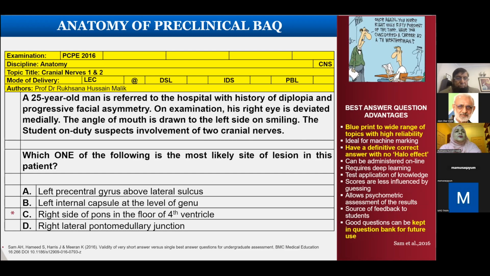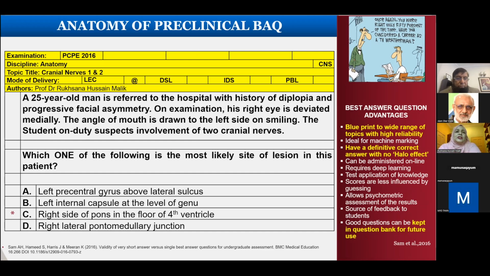For example, this is one examination. This is the template we use, which was used both for the end of module examination and the PCP examination. In this, for example, we write in which year this examination was conducted, in which year this question was used, which discipline, what the topic was, what the mode of delivery was, and who was the author of that question. And we keep on adding more information into it.